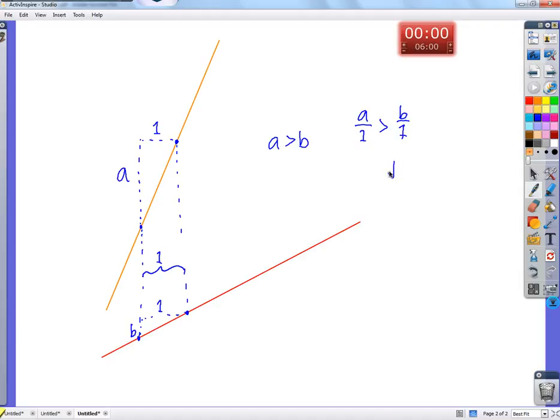So the slope of a steeper line is bigger, or greater, or whatever we want to say.